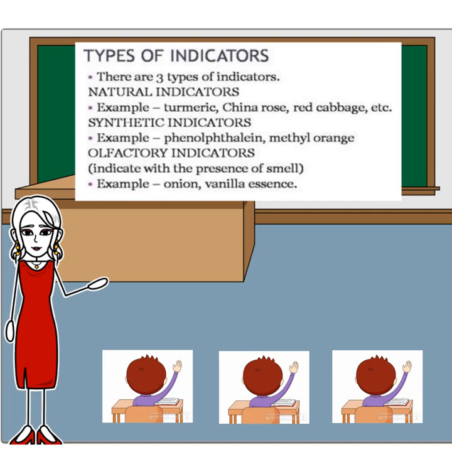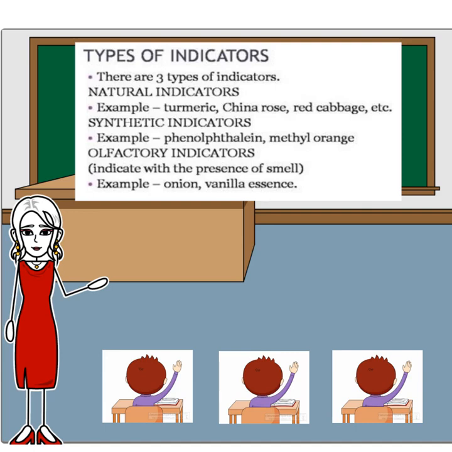Natural indicators, for example, turmeric, China rose, red cabbage, etc. Synthetic indicators, for example, phenolphthalein, methyl orange. Olfactory indicators indicate with the presence of smell. For example, onion, vanilla essence.